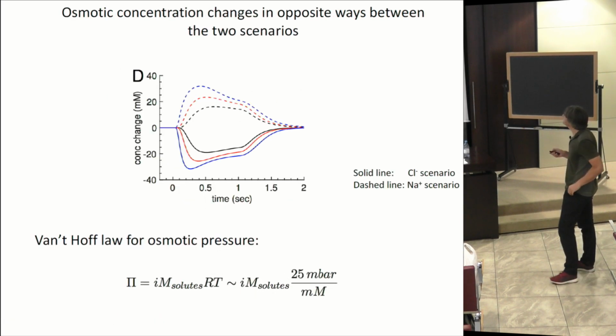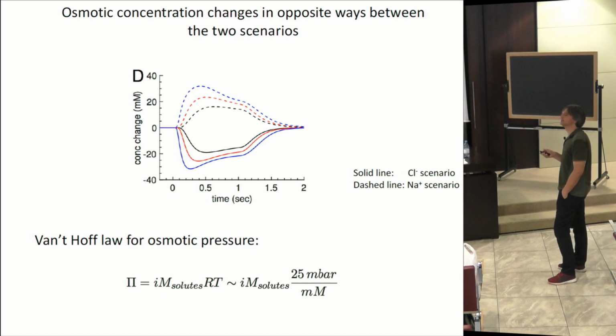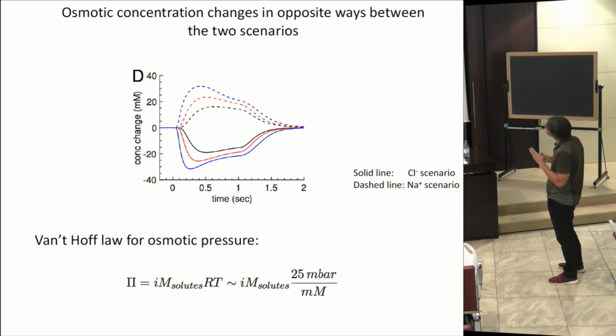And then you can look at what the osmotic concentration change is. You can see that if you have a chloride current, the total, if you sum up all the ions in the cilia, decreases, whereas with the sodium current it would increase. Now you can ask whether this would have an impact. I don't know, but since this is proportional to the osmotic pressure, you could assume that with the sodium current you would have an increase in the osmotic pressure.